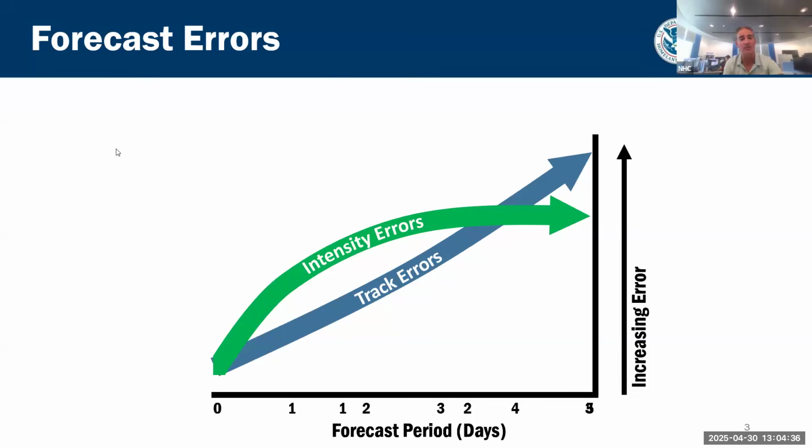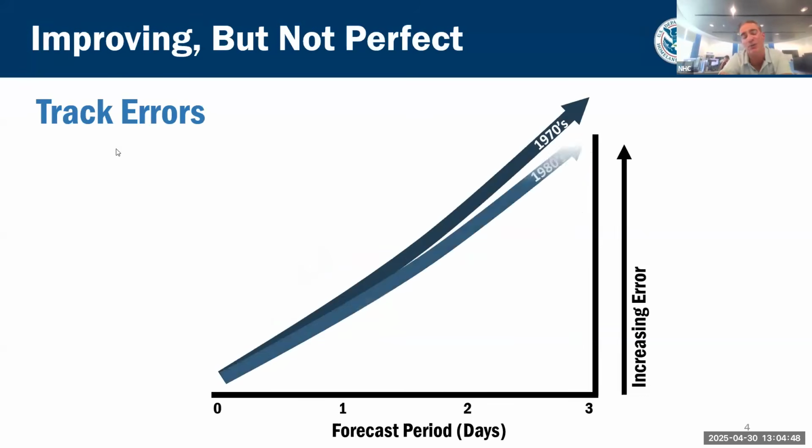When we're talking about uncertainty, we're talking about these two elements of the forecast process: the track prediction and what the error typically is like, and the intensity forecast and how off we typically are there as well. So let's take you through history for a minute.